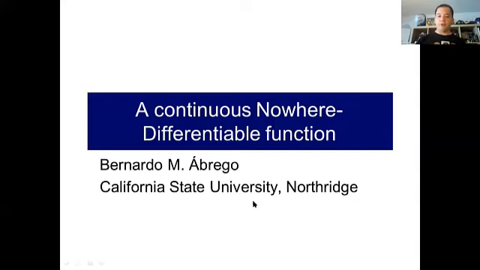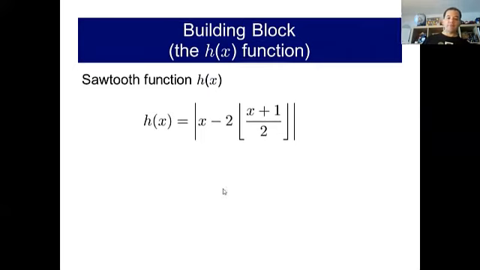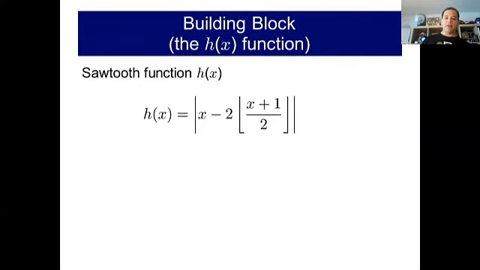So this is what we want to do. We want to create a continuous, nowhere differentiable function. That's what we're setting up to do. And here's going to be our building block. Our building block is going to be what the book calls a sawtooth function, h of x. And you can define it this way, right? This is how we actually discovered how, if you wanted a formula for this function.